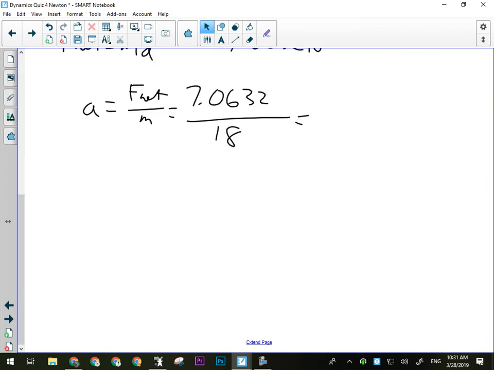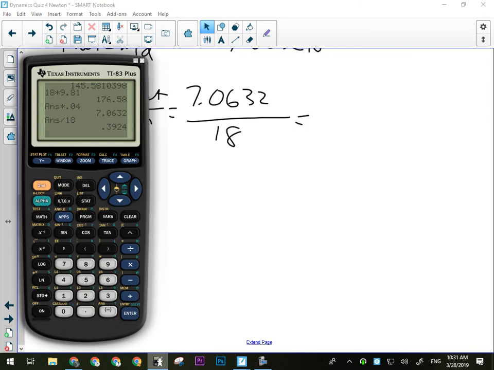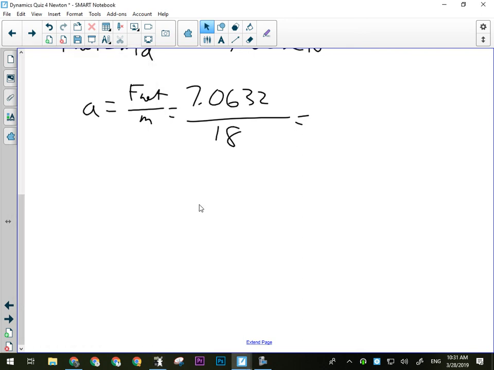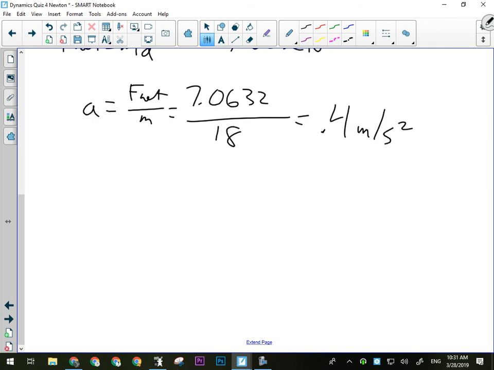Thus, our answer is going to be negative. Has to be because it's slowing down. You could say backwards. Yeah, backwards, negative, whichever. That is your 5th and final mark on that question.